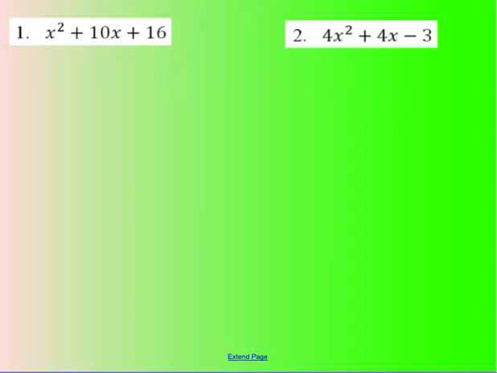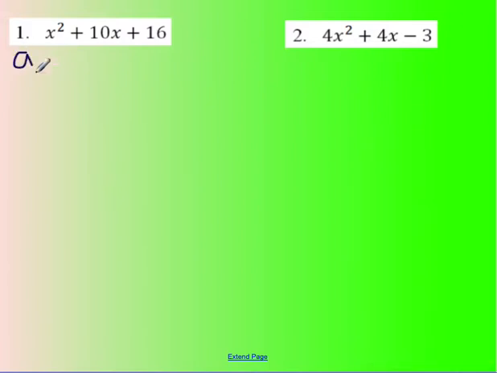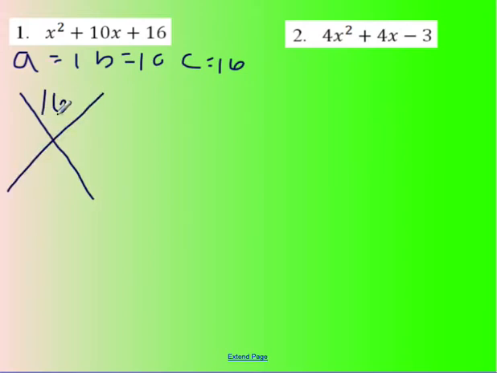So for number 1, we have x squared plus 10x plus 16. So remember, the first thing we want to do always is assign our a, our b, and our c values. So now I want to go ahead and set up my x. So I am multiplying to 16 and adding to 10.